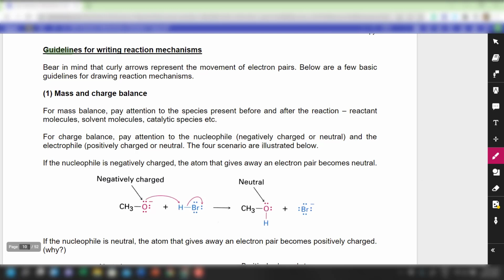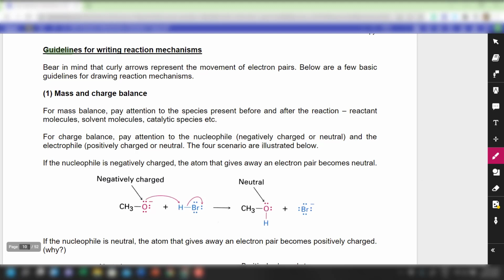That's not supposed to be the way. I think the main thing here is that we are just trying to showcase to you some of the usual things which you need to take note of. You shouldn't be memorizing them, but it's more of understanding that these rules or guidelines are there to guide you towards drawing a more likely mechanism rather than a mechanism that is less likely.